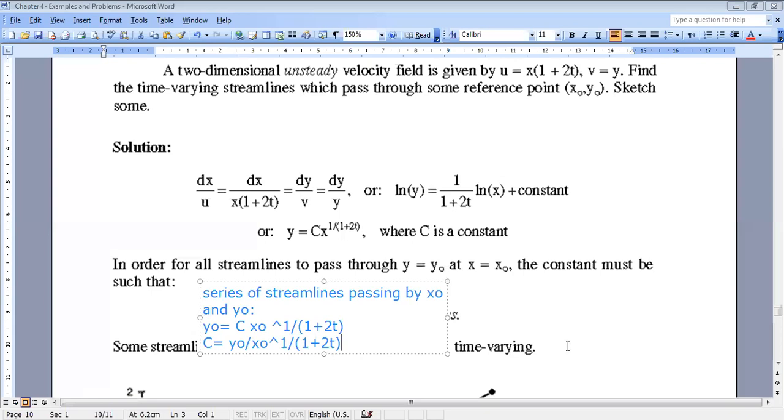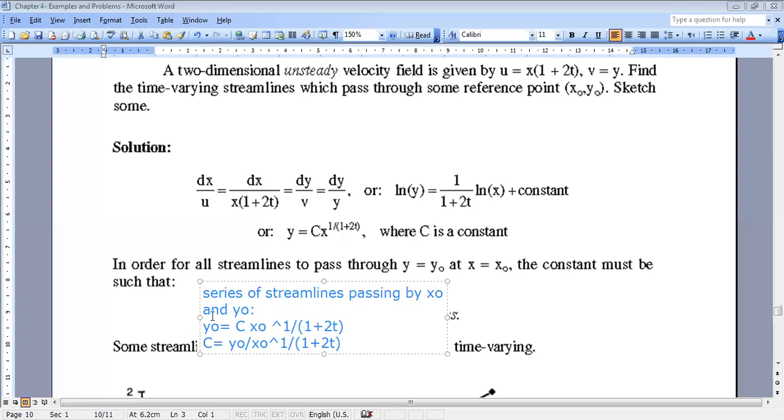That is because you don't have a steady application. If you had a steady application, then for any time you would find one streamline passing through the point. If it's steady, you can find one streamline passing by this point, and there would be no t in the equation at all. If it's steady, it is independent of t, so y is a function of x. So you replace x0, y0, you get c, and you find one equation, one streamline passing by the point.